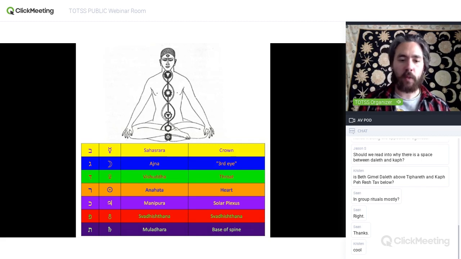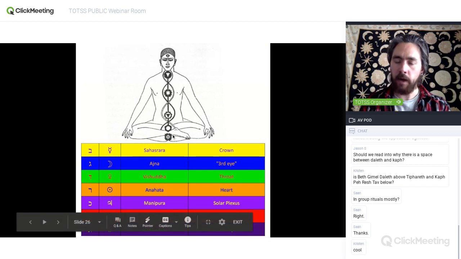But these are the ways that the planets get attributed to them. So you have Muladhara at the bottom, that's attributed to Saturn. I assume most of you are at least vaguely familiar with this system. Unfortunately, we don't have time to go through it in any kind of detail.